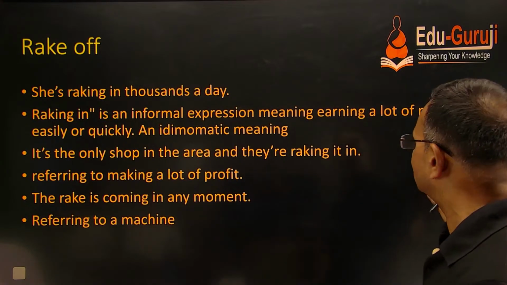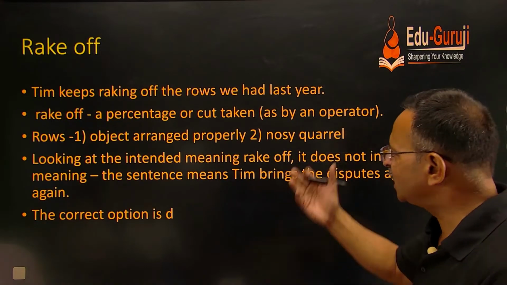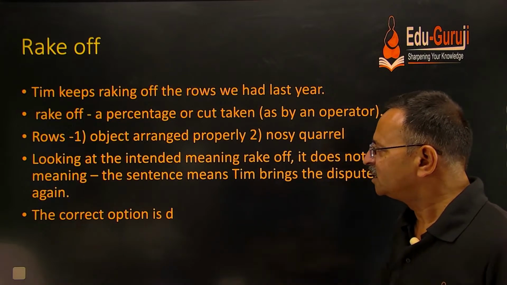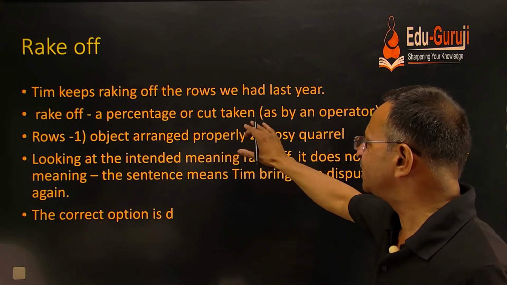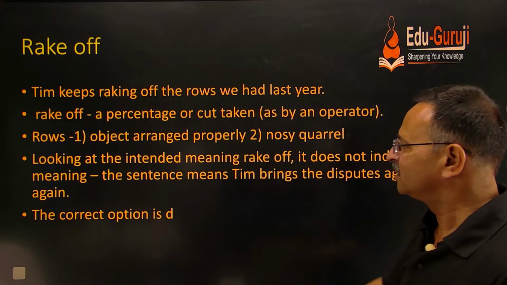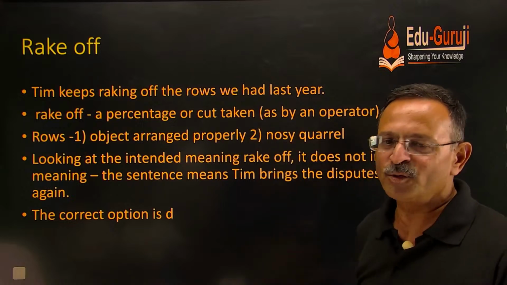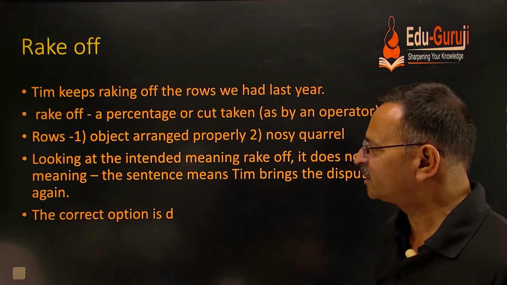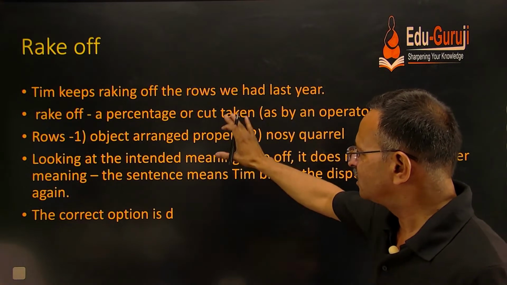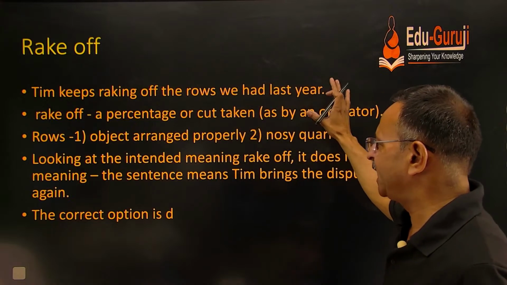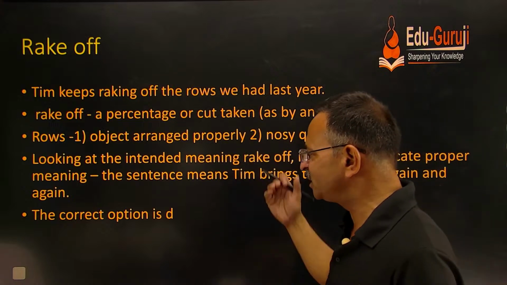So let's see the other thing. The next option was, Tim keeps racking off the rows we had last year. So what do we mean by rack off? It means a percentage or cut taken by an operator. If you put this meaning into the sentence, it doesn't sound good. It is absolutely not correct. So the correct answer would be D, Tim keeps racking off the rows we had last year.